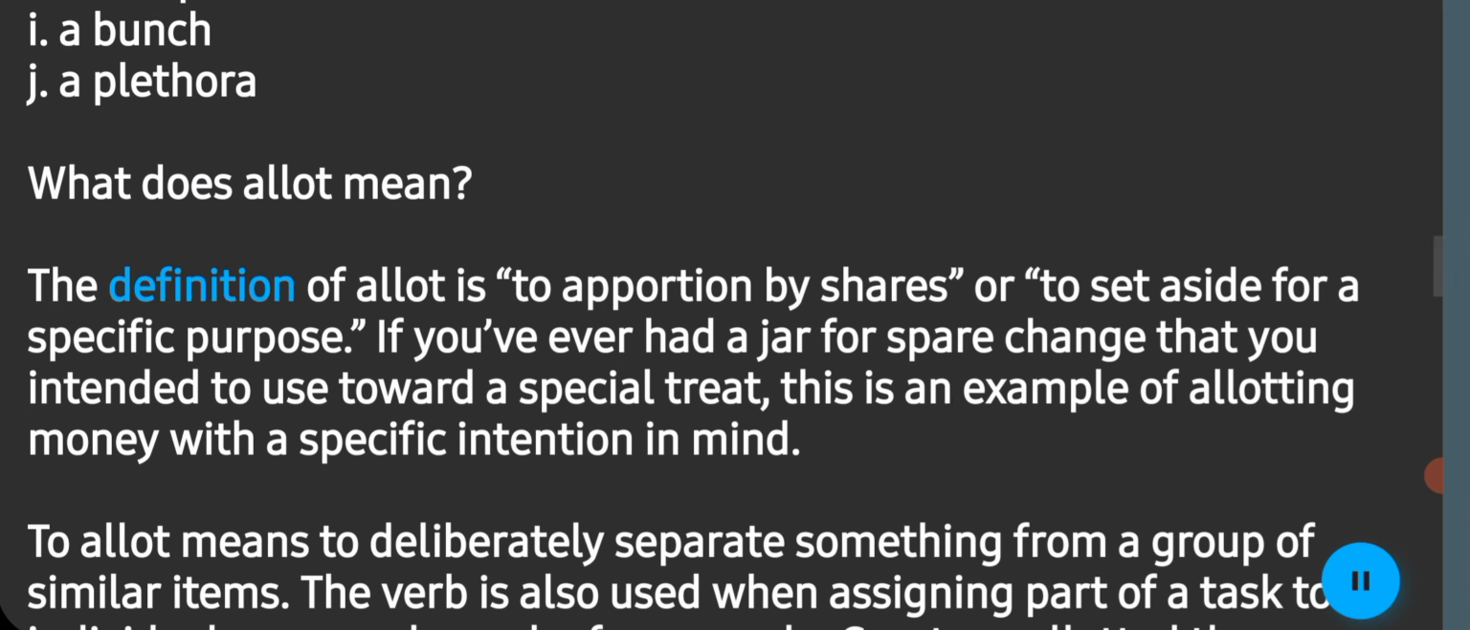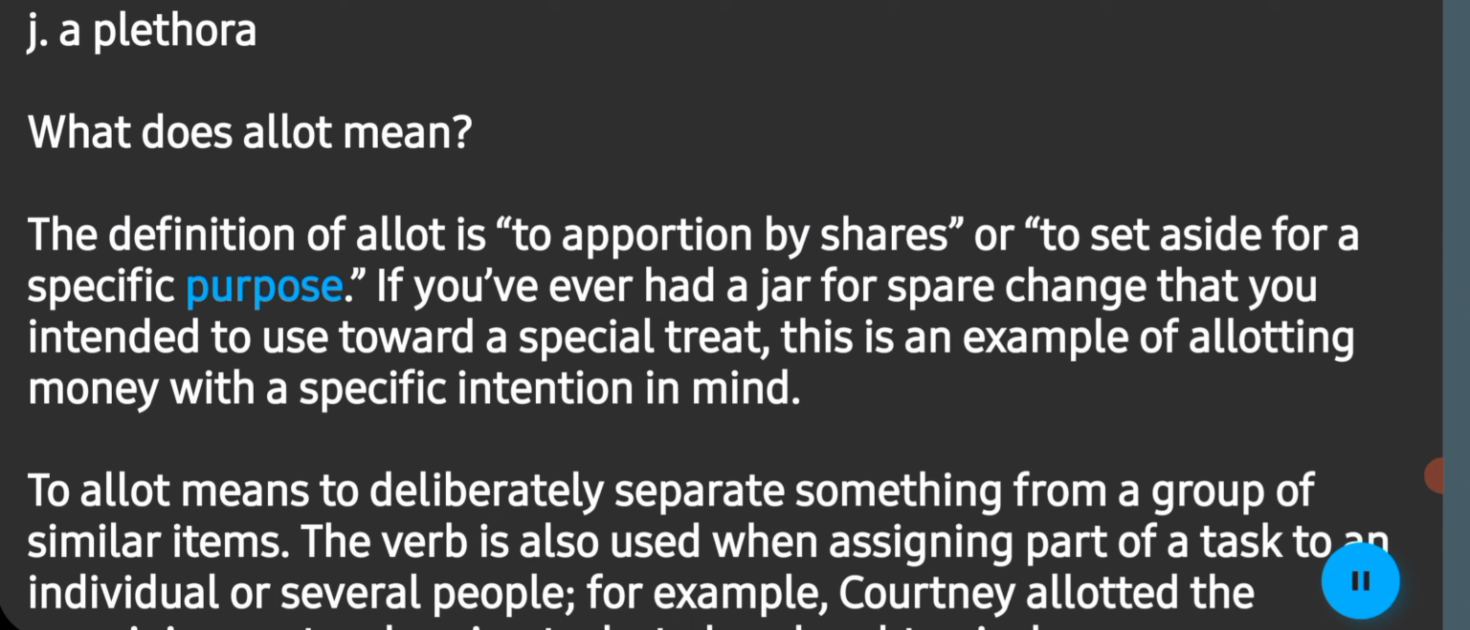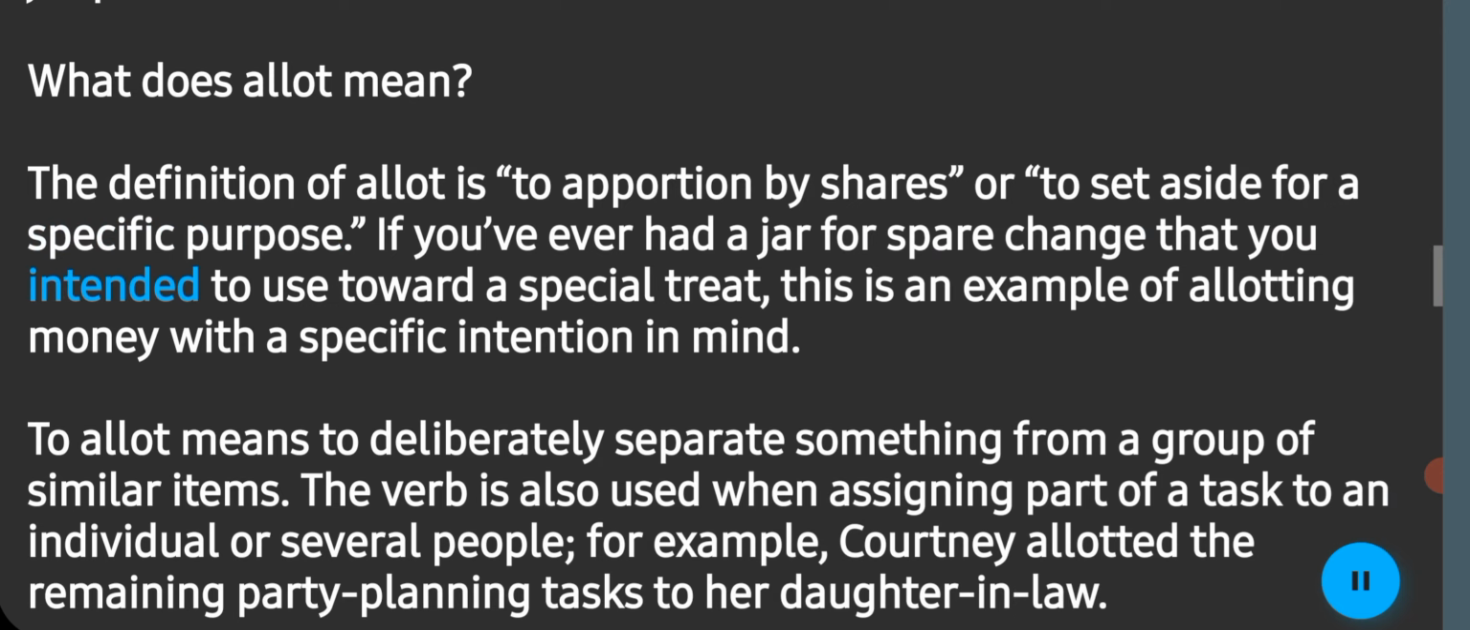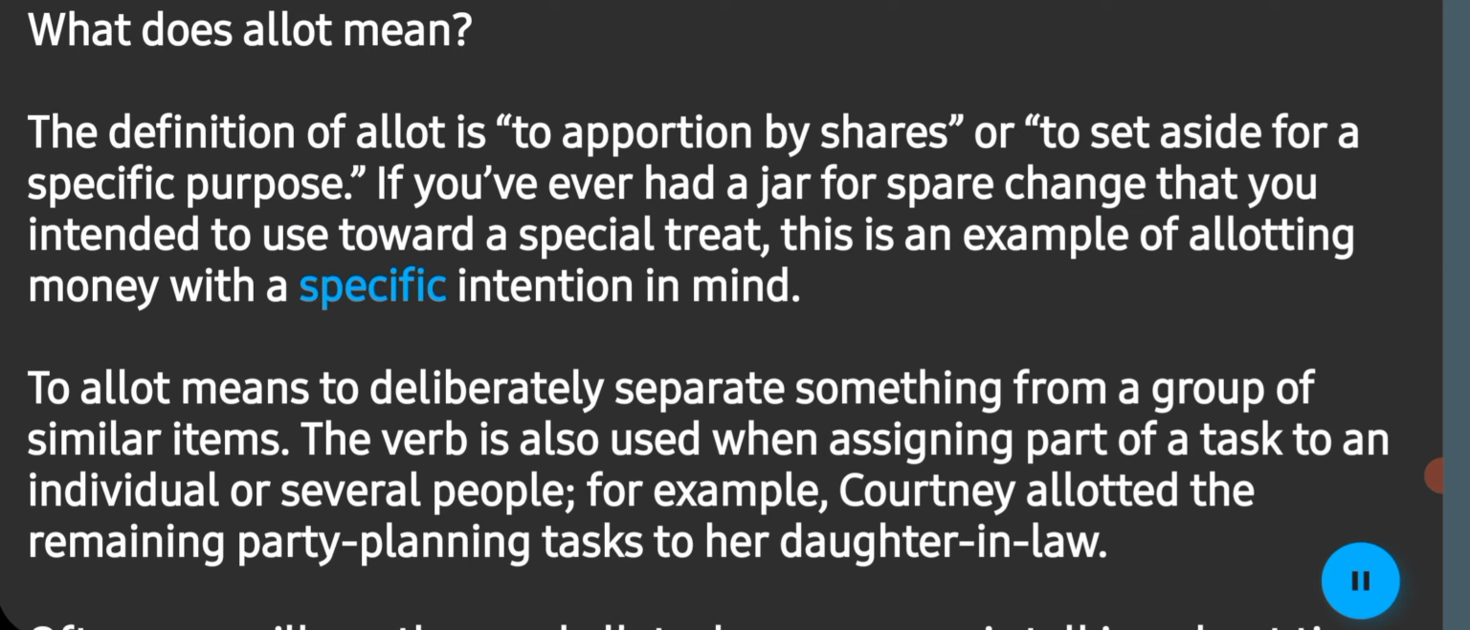What does "allot" mean? The definition of "allot" is to apportion by shares, or to set aside for a specific purpose. If you've ever had a jar for spare change that you intended to use toward a special treat, this is an example of allotting money with a specific intention in mind.